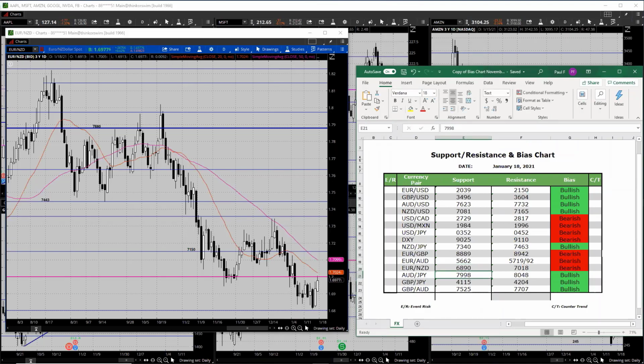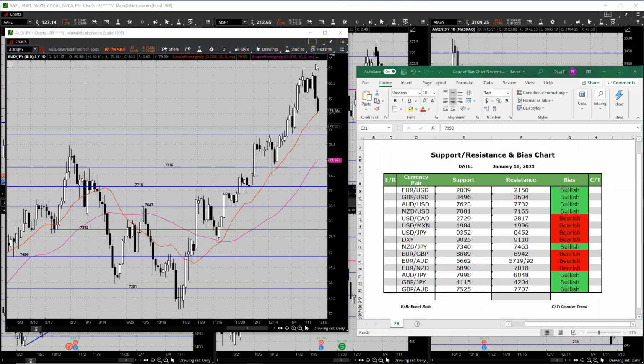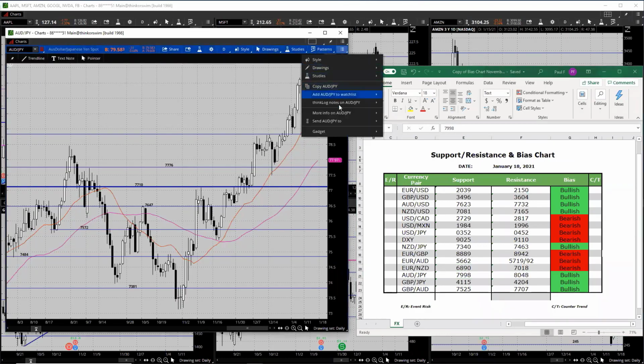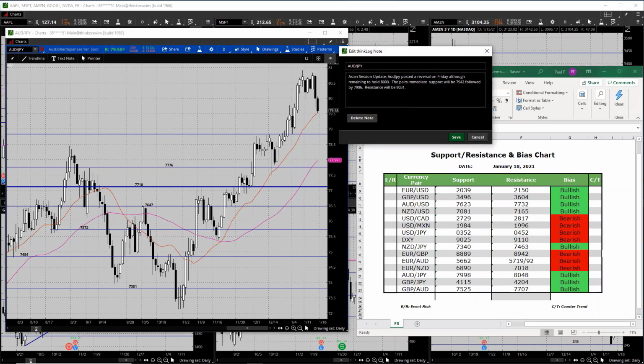Onto the Aussie yen. The Aussie yen posted a reversal on Friday, although remaining to hold the 88-cent area. The pair's immediate support will be 79.42, followed by 79.06, and resistance 80.31.